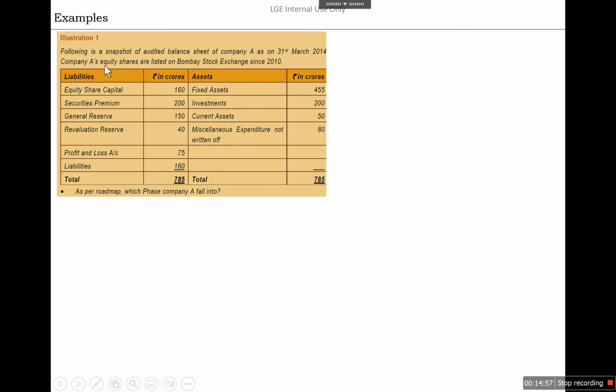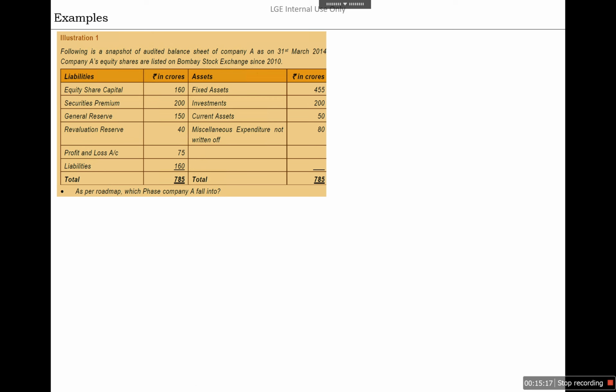For example, this is a snapshot of the audited balance sheet of company A as on 31st March 2014, and company A's equity shares are listed on the Bombay Stock Exchange. So the first thing we need to check is whether it is listed. Yes, it is listed on the Bombay Stock Exchange.